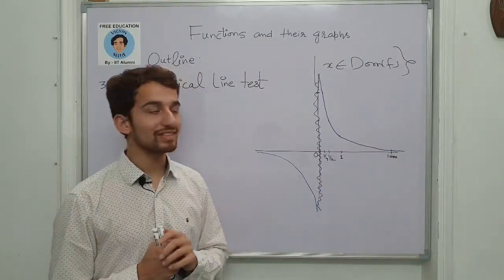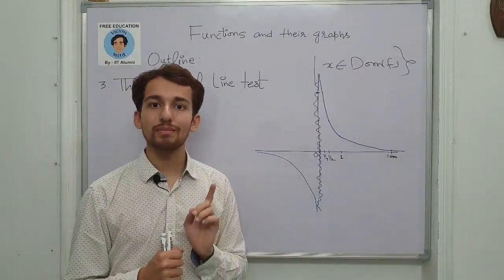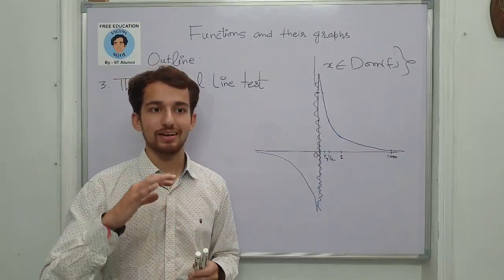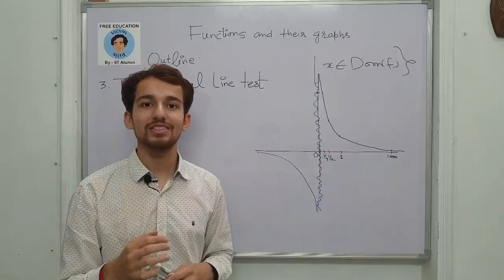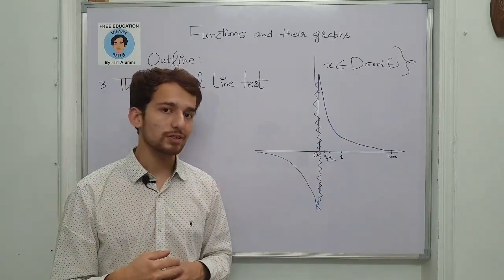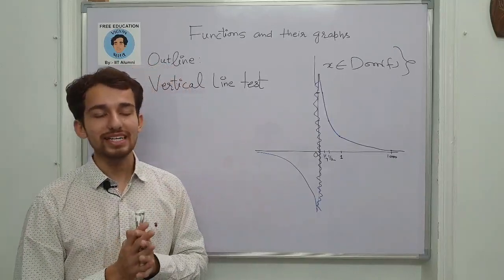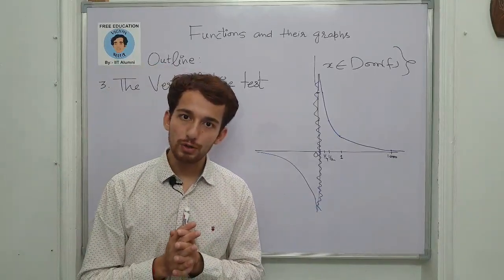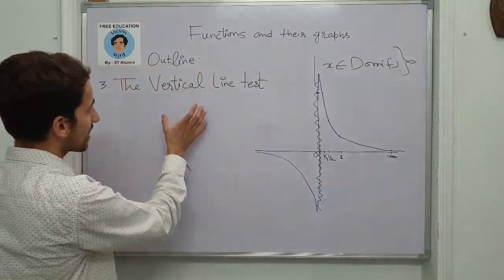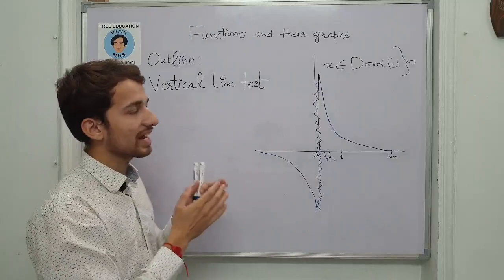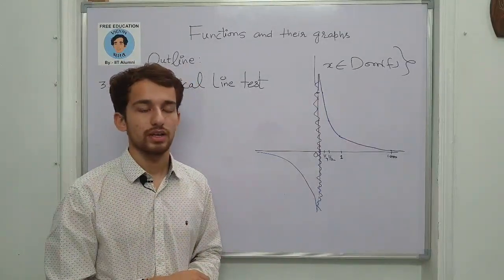Now we move ahead with the next outline, the vertical line test. It's very useful for determining whether the curve you sketch in the Cartesian plane, the xy plane, is a function or not. Why is this concept defined? Every curve you sketch need not be a function in the xy plane, and with the help of this test we can identify whether any given curve is a function or not.